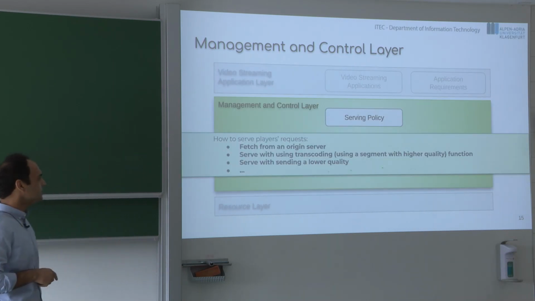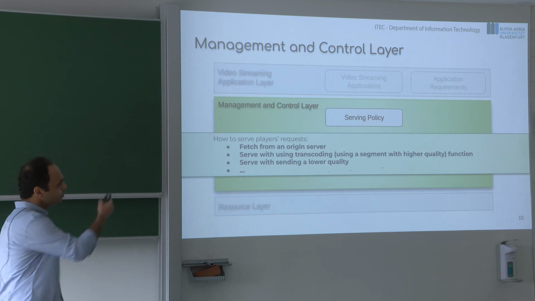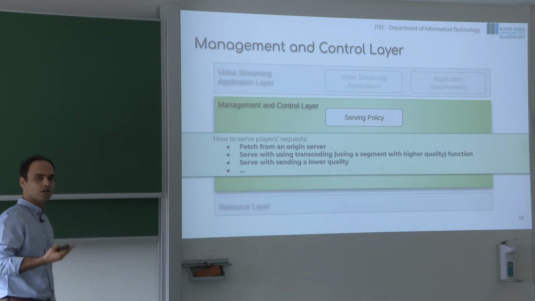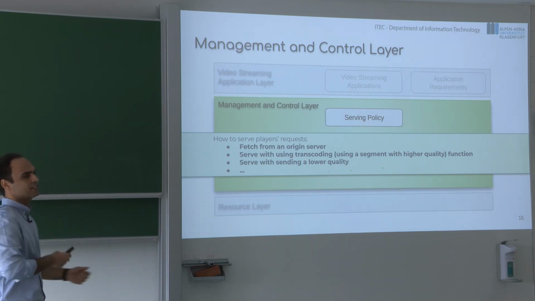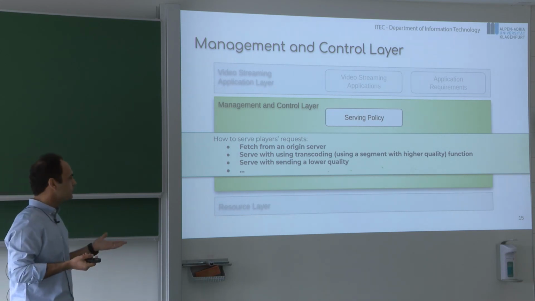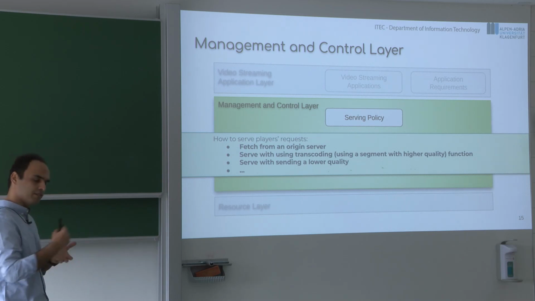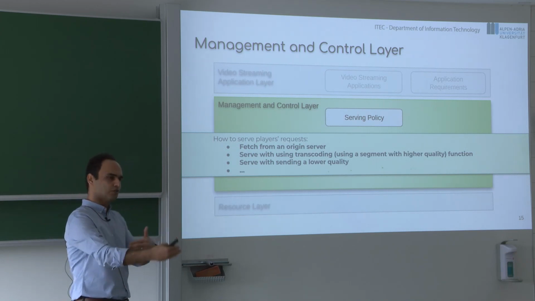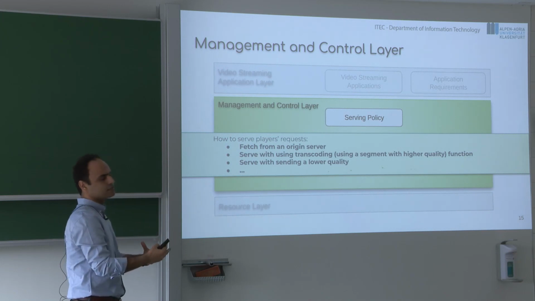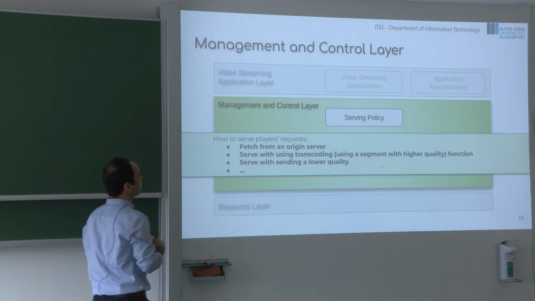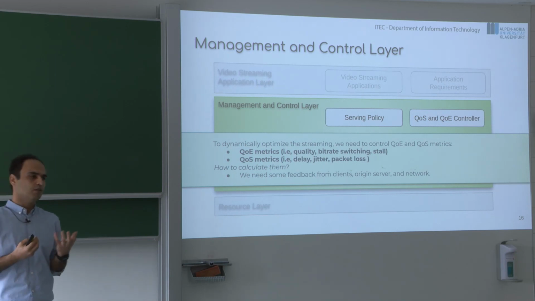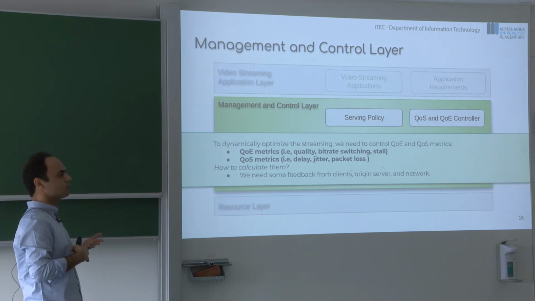The next layer is the management and control layer. Any ideas about video streaming, we can put here in this layer. First one is the streaming policy. We need to know which solution we have for serving clients. We have different policies to serve clients. For example, upon receiving requests, we can fetch from the origin, or we can serve with transcoding, which is another function that does some changes on the segment and then sends it to the user, or we can serve with a lower quality.